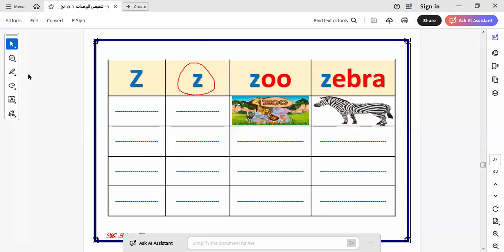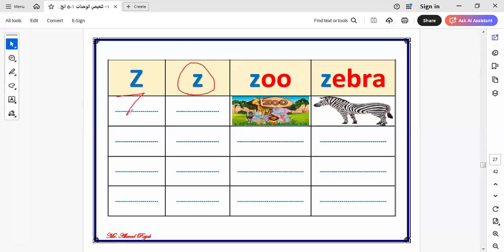It will be the last letter. It will be here capital Z and small z written like this. Zoo and zebra. This is the last two words of this letter. So Z is the last letter in the English alphabet. Zoo and zebra.